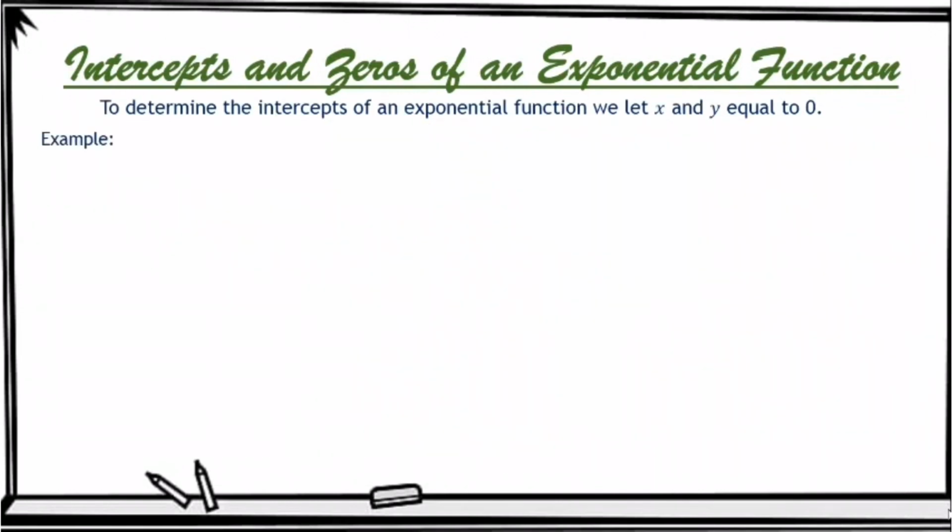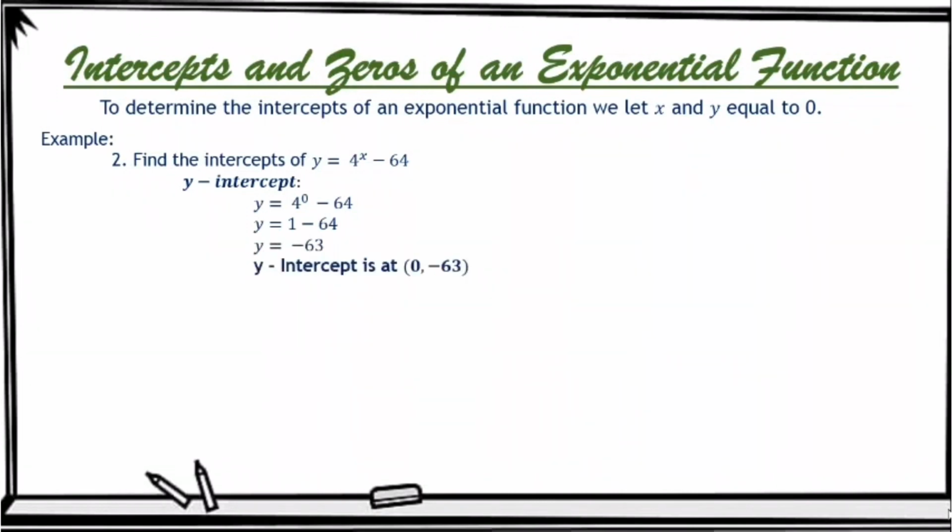Second example, we have find the intercepts of y is equal to 4 raised to x minus 64. Let's have first the y-intercept. Substitute all x by 0. That will give us y is equal to 4 raised to 0 minus 64. Applying the law of zero exponent, that will give us y is equal to 1 minus 64. Performing the operation, subtraction, that will be y is equal to negative 63. So your y-intercept is at 0, negative 63.